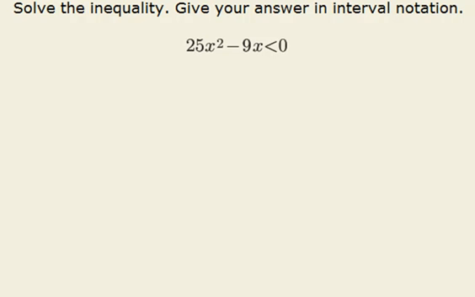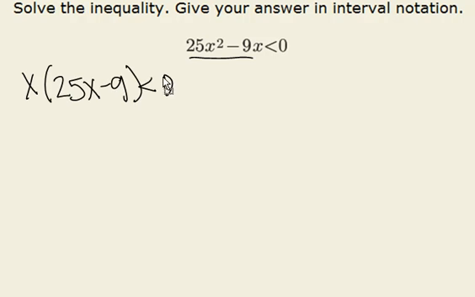Solve the inequality. Give your answer in interval notation. 25x squared minus 9x is less than 0. So first we want to find the critical points of this inequality, and we can notice that the left side has a common factor of x. So we'll factor that out and be left with x times 25x minus 9 is less than 0.